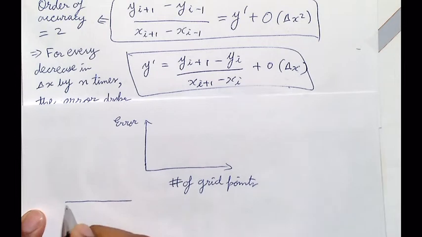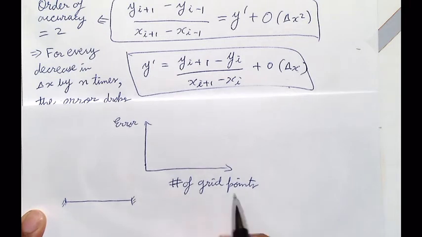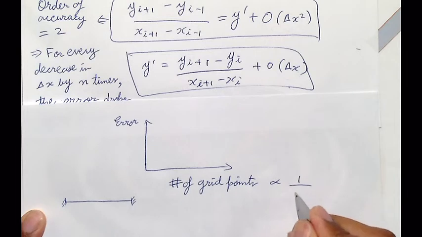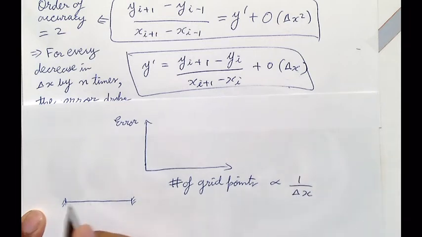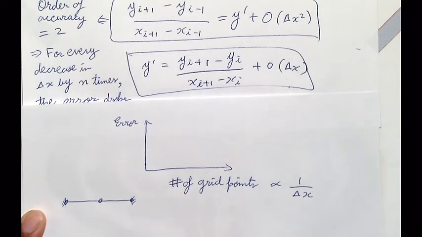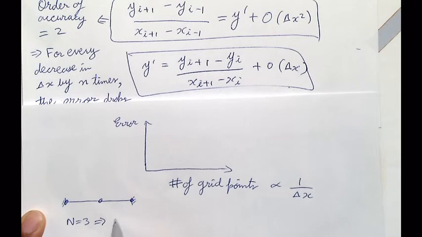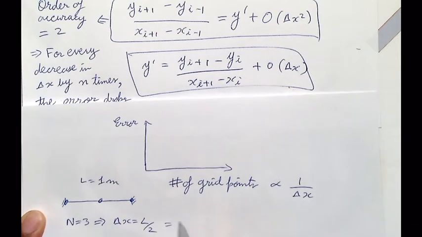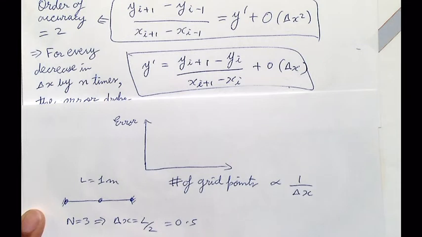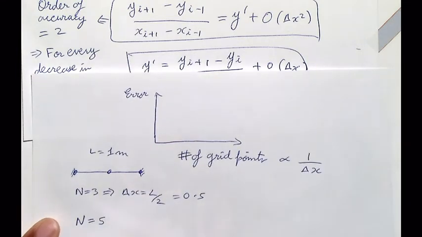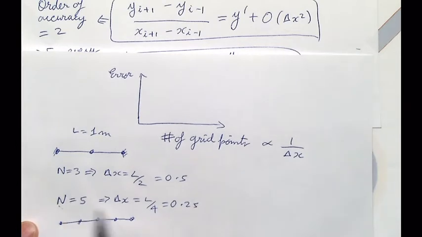So I don't confuse you, if we think back to our rod, the heat equation example that we were looking at, number of grid points is inversely proportional to delta x, right? So if I have 1, 2, 3 grid points, my delta x is L over 2, right? Let's say L is 1 meter, so delta x would be 0.5. Now, if I increase my N to 5, let's say, what we have now is delta x is L over 4, so 0.25, right? So decreasing delta x means increasing the number of points, okay?